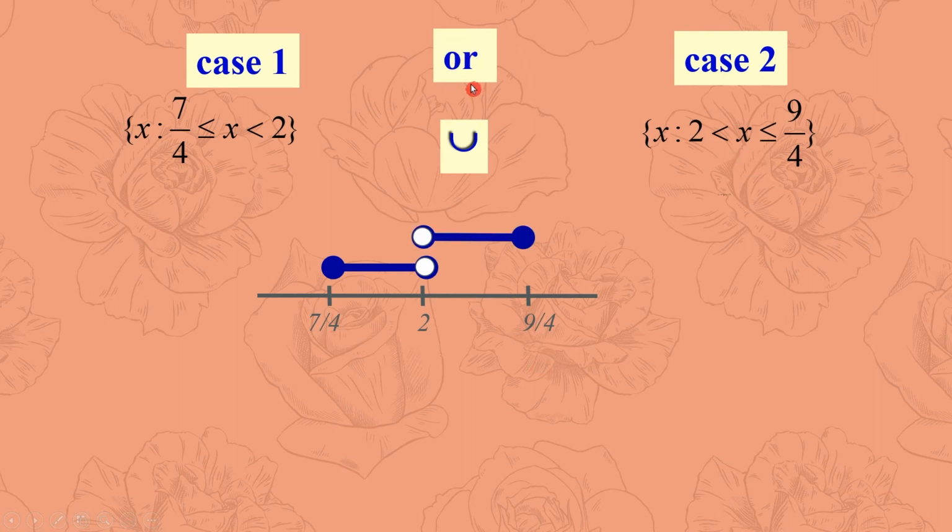So since we are looking for "or", we are finding the union. And so union, our answer is 7 over 4 until 2 or 2 until 9 over 4.